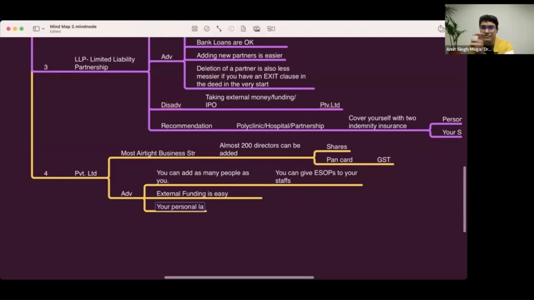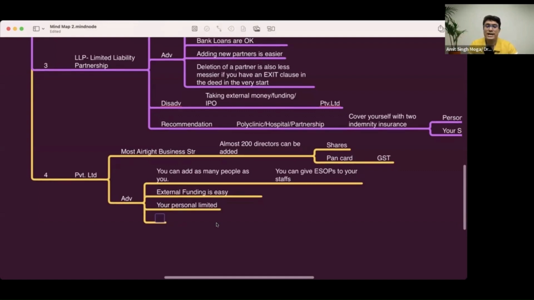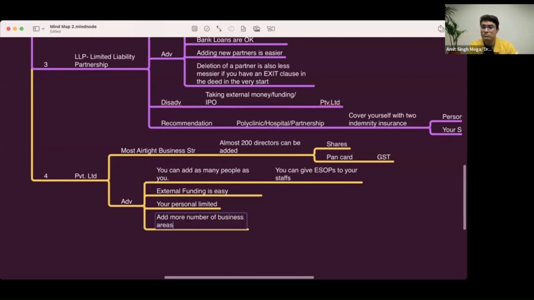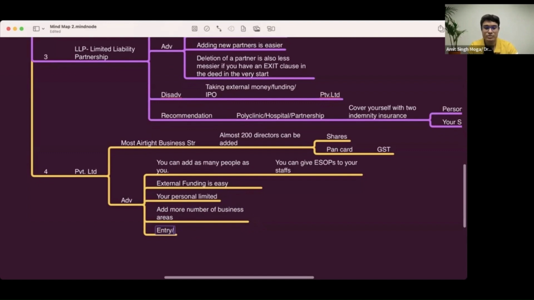That is why it is called private limited. How much is that limitation? You can describe it in your articles of association, which are created during private limited incorporation. You can add more business areas by changing your articles of association. So you start with healthcare, but then you go into products, medical equipment, anything you have, and you can change those things, which is easier to deal with. Entry and exit of partners is very easy.